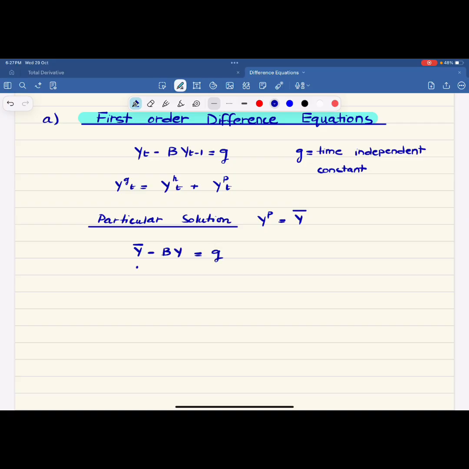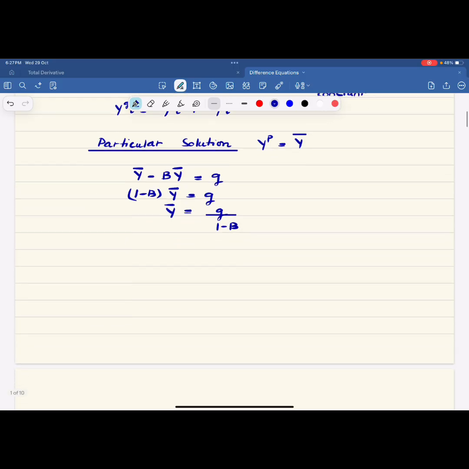When I take y bar as common, I'm left with 1 minus beta. I'm going to make this the subject, and I'm left with g over 1 minus beta. For this to be defined, I have to make sure that beta is not equal to 1. So our particular solution is g over 1 minus beta, where beta is not equal to 1.